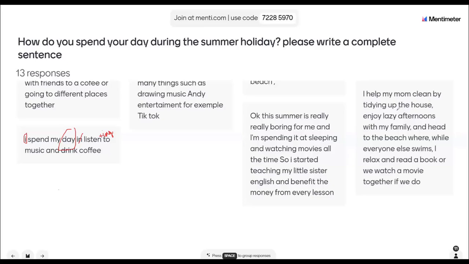Okay, I help my mom clean by tidying up the house. Enjoy lazy afternoons with my family and heading to the beach where or while everyone else swims, I relax and read a book or we watch a movie together if we do what? Where watching no movie? There on the beach? Ah, you mean going to the cinema or okay. Yeah, I can see.